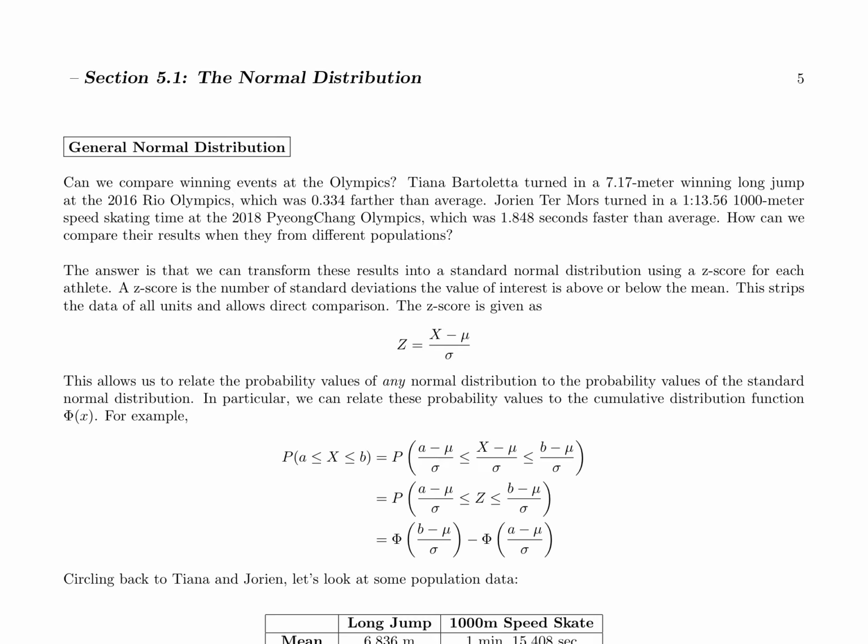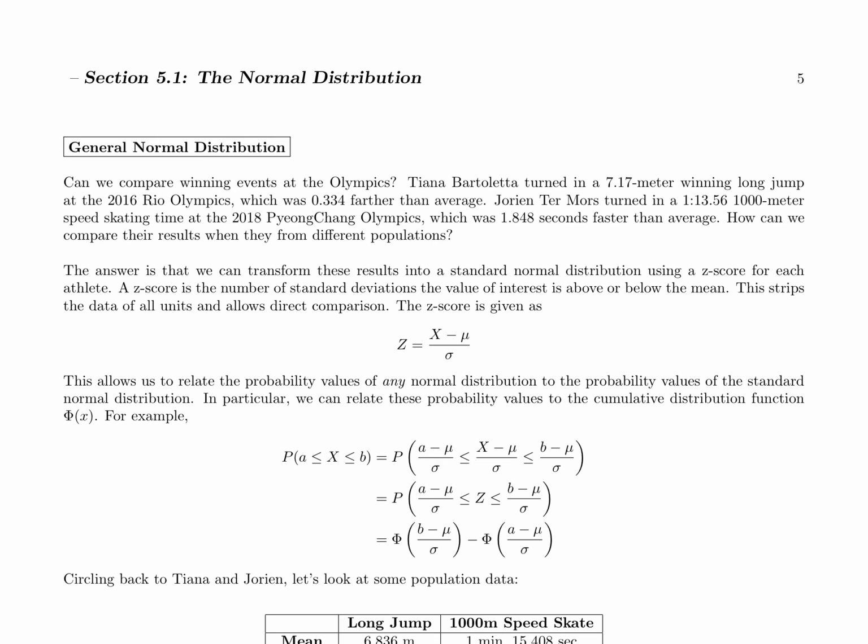Jorian Moores turned in a 1 minute 13.56 1,000-meter speed skating time at the 2018 Pyeongchang Olympics, which was 1.848 seconds faster than average. How can we compare the results when they come from different populations? We can see which one is more rare just by comparing them, even though one is a long jump, distance in meters, versus time for our speed skater.